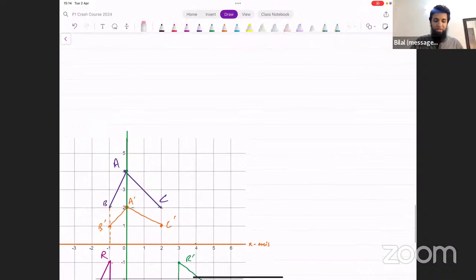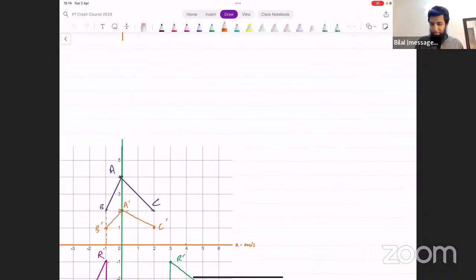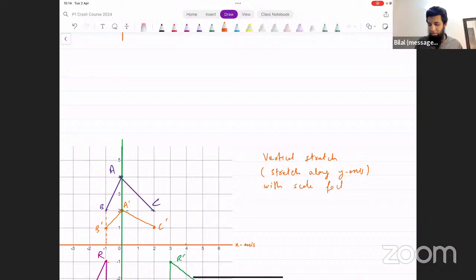Vertical. This is vertical stretch because the movement of the graph is vertical. So you would either say it's a vertical stretch, or you could say it's a stretch along y-axis. Any of these two phrases is going to work. What about the scale factor? The distance of this point C, for instance, was 2 units initially. After transformation, it becomes 1 unit. So distance is becoming half of what it was before. So the scale factor, therefore, is 1/2. All right, that's the scale factor. That's how you would describe this transformation.